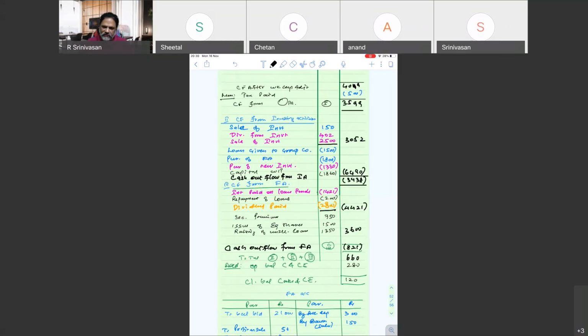Good night. The OCA information, sir. What? Which information? The balance sheet. Illustration 19 balance sheet is not in agreement. No, that OCA PDF you said you will send, no? Yeah, I'll send it.